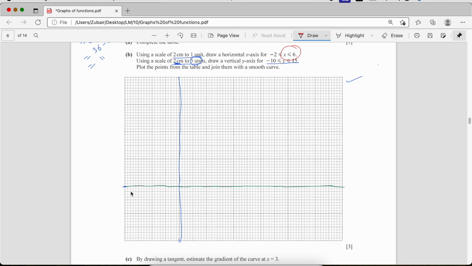I'm going for the x-axis first. This is minus 2, that's minus 1, this is 0 for both, this is 1, this is 2, this is 3, 4, 5 and 6. In this particular case we've used the complete graph. Sometimes it is left over, but in any case it should be covered more than 60%. For the y-axis, it says 2 centimeters to 5 units from minus 10 to 15. So if that's 0, this is going to be 5, then that's 10, then that's 15. On the other side, that's negative 5 and negative 10.